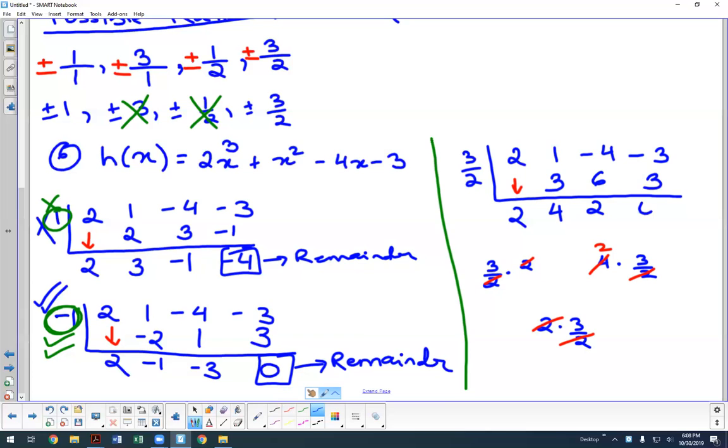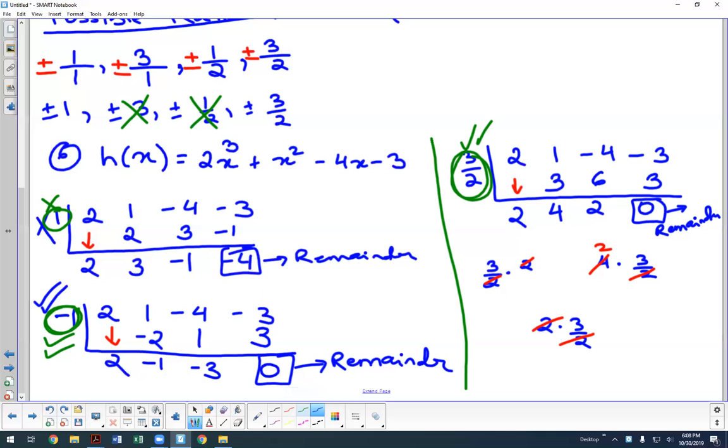And -3 plus 3 will give us a 0 remainder again. So that tells us this is going to be one of our other roots, right? So we've got -1 and we've got 3/2. So the idea your textbook has is you should be checking all 8 of these options to see which of them is going to work. That's a lot of work for us to do.